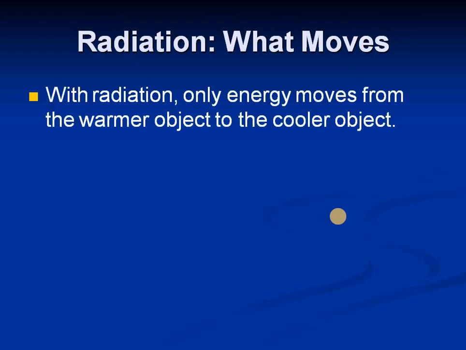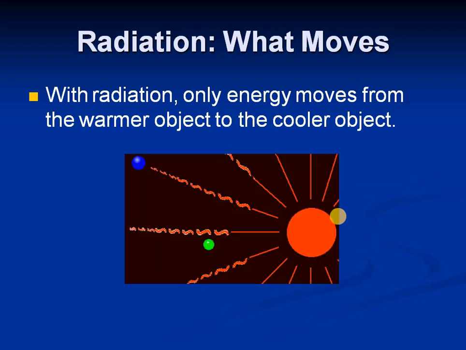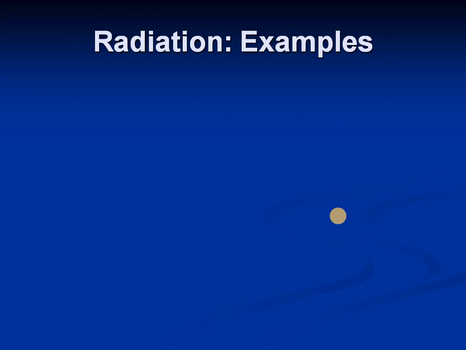In radiation, only energy moves from the warm object to the cold object. Like in conduction there is an energy transfer, no molecule transfer. Similarly, in radiation, only energy moves from the warmer object to the cooler object. Like they are showing energy from the sun moving from one planet to another planet.